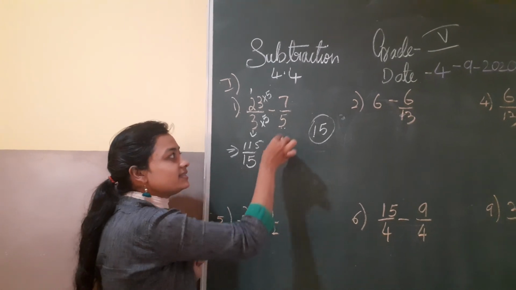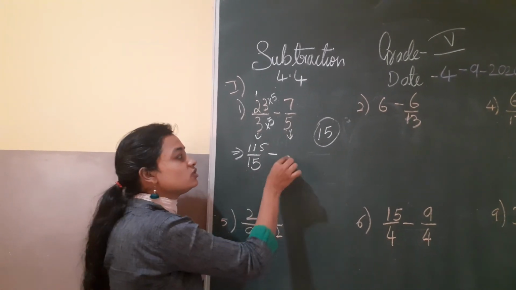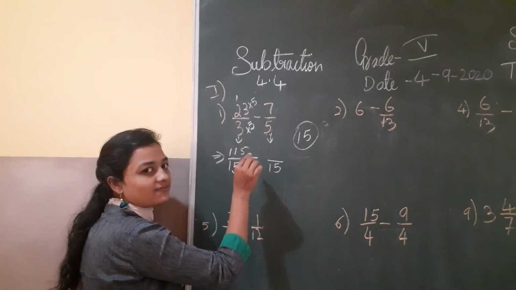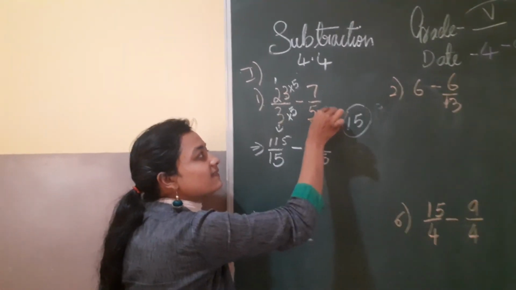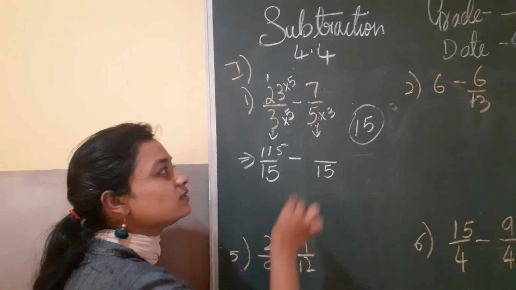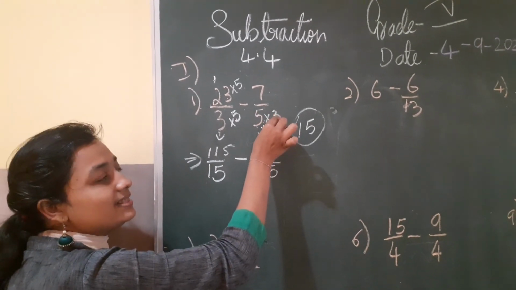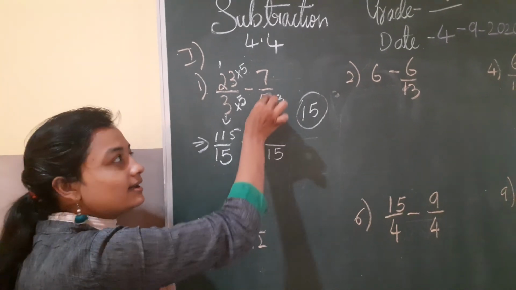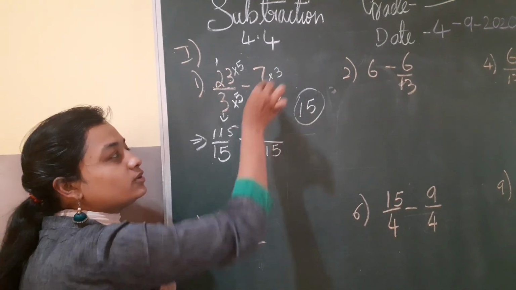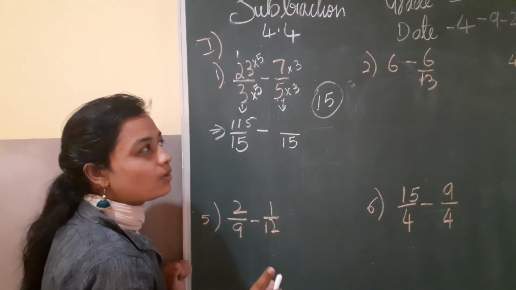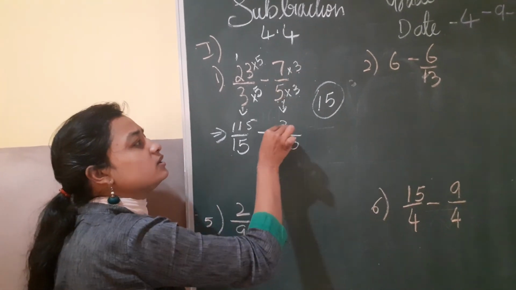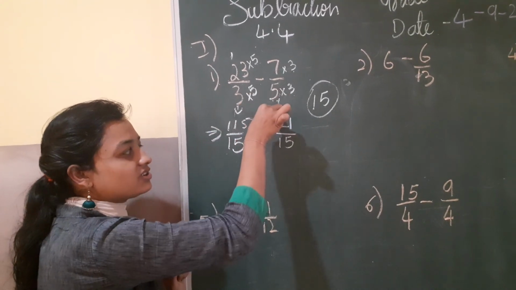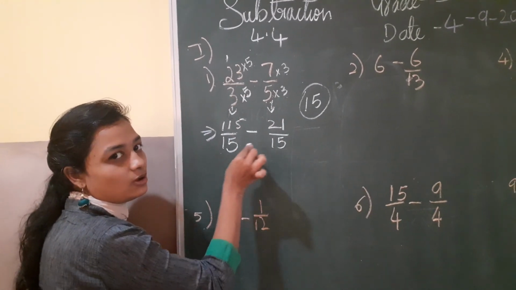Now let us convert the second fraction also. It should have denominator 15. So what should I multiply with 5 to get 15? 5 3s are 15, right? So 5 I multiply with 3. So if I multiply 3 to the denominator, I should multiply the same number to the numerator also. So what is 7 3s? 21. Now I have converted both fractions to having the same denominator.